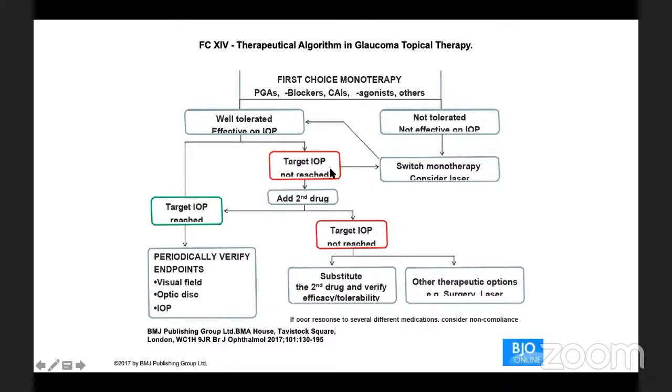If the target pressure is not reached, one will need to add a second drop and then watch for the pressures. If there is progression noticed, one may need to change the second drop to a combination drop to have effective control of the intraocular pressure, or think about other options like the laser as an additional therapy or offering incisional surgery.